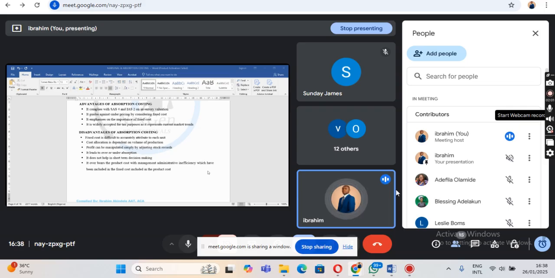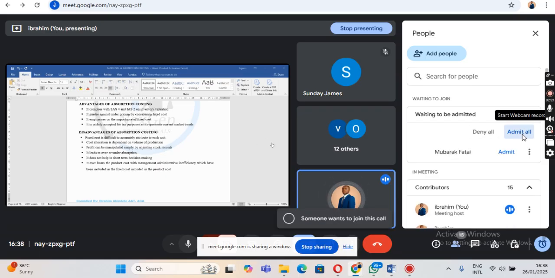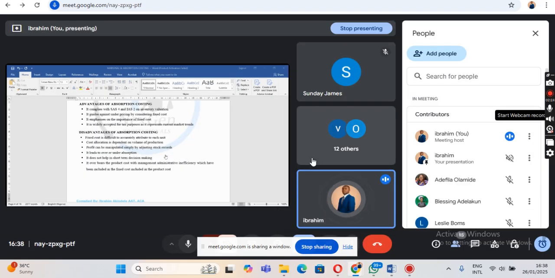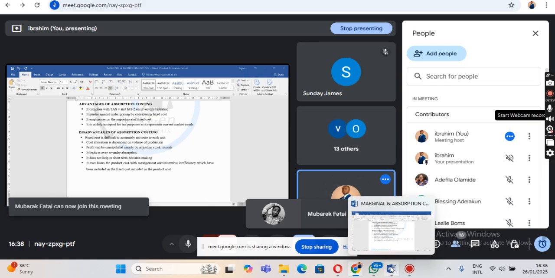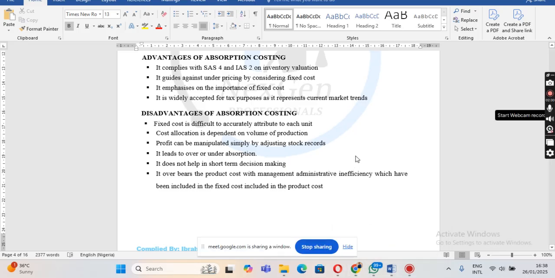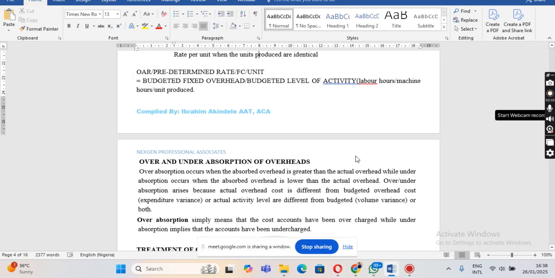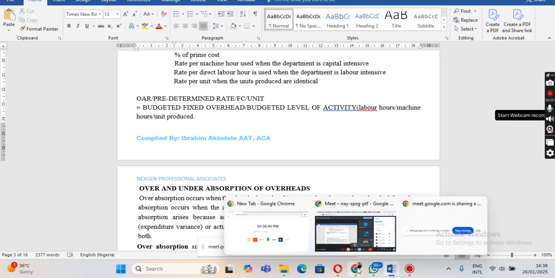Now, an organization can absorb their overhead on the basis of units, projected units. It could be on machine hours, it could be on labor hours, it could be on percentage of prime cost or percentage of direct material, depending on the company's basis of absorption. We have equally established under and over absorption, which gives most students a headache.